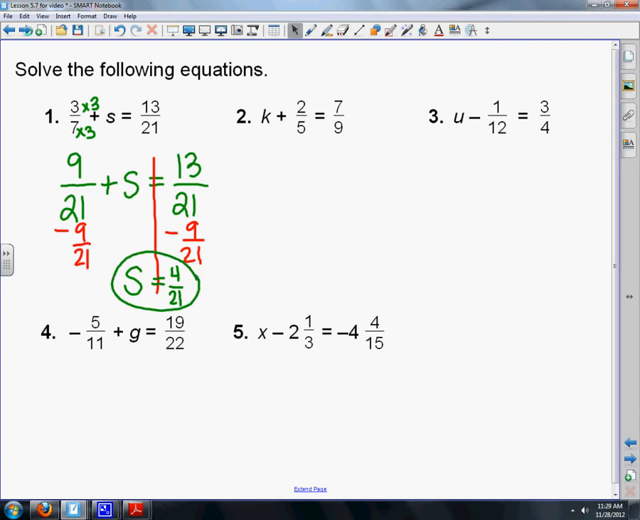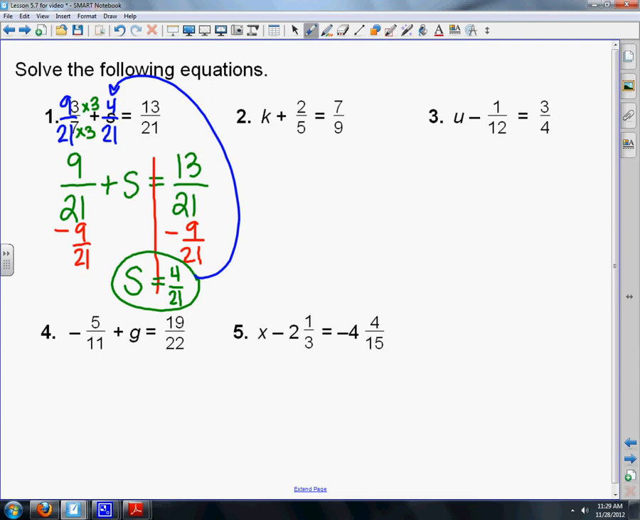Now, you can check that by putting that in here. So if I put that in here, 4 over 21, and this is 9 over 21, is 9/21 plus 4/21 equal 13 over 21? Yes, so that works.